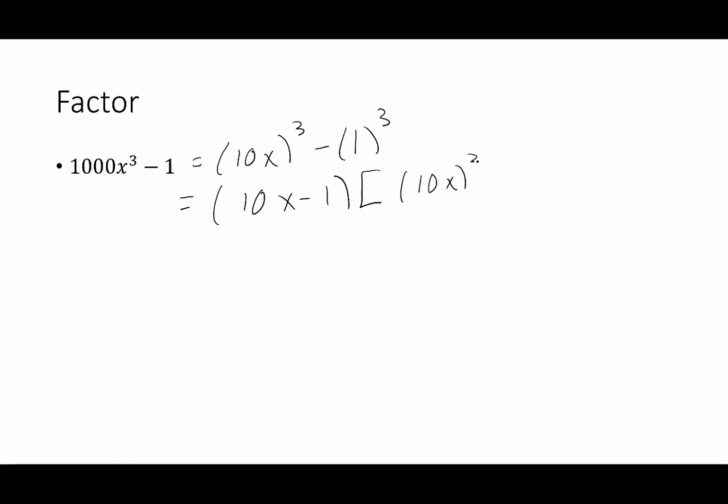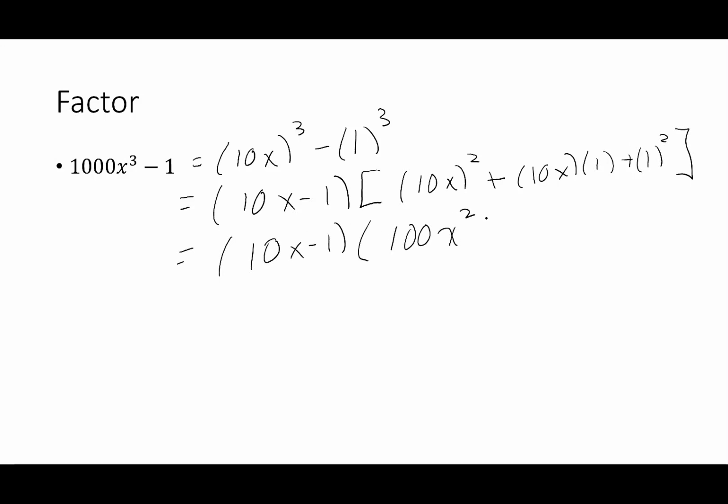Let's do one more. I have 1000x cubed minus 1. Start by writing this as 10x cubed minus 1 cubed. So I use my pattern. I say 10x minus 1. Then I have 10x squared, now plus 10x times 1 plus 1 squared. This is now 10x minus 1 times 100x squared plus 10x plus 1.